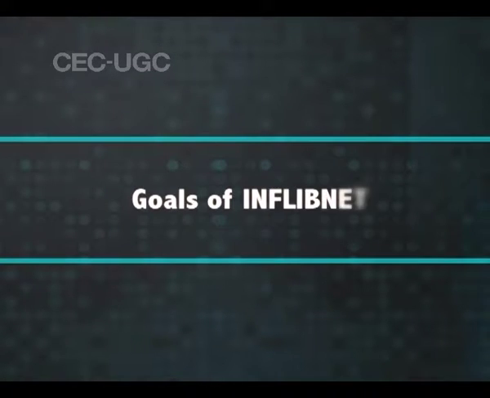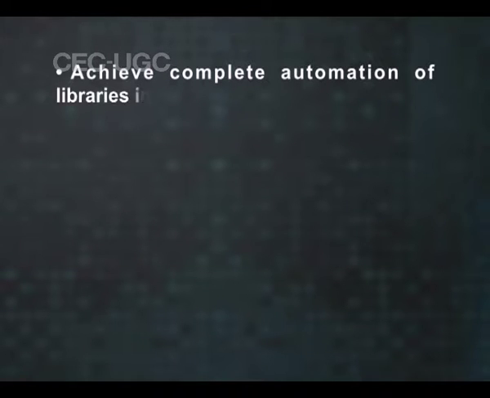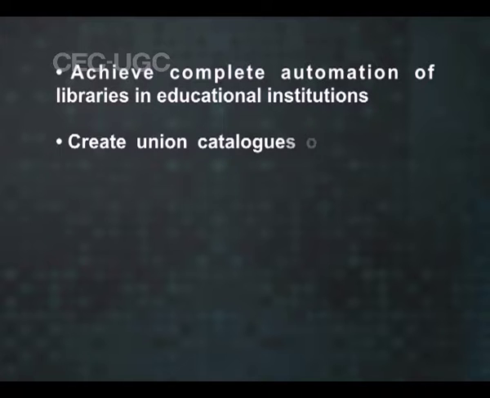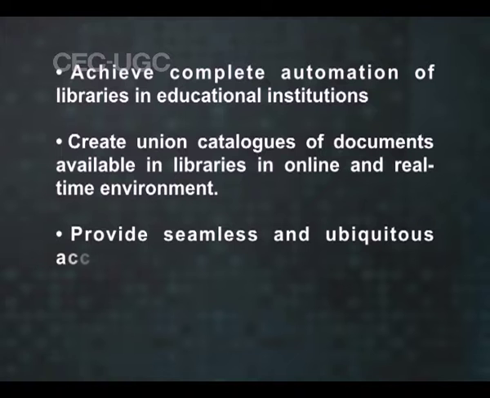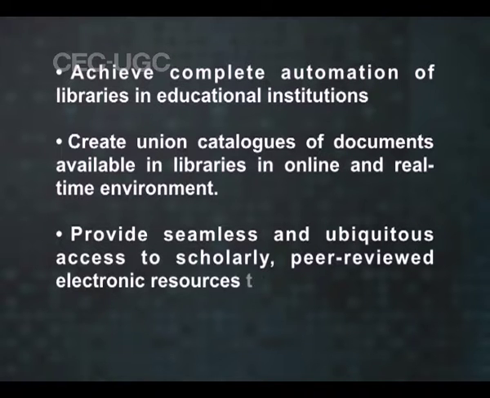Goals of INFLIBNET: achieve complete automation of libraries in educational institutions. Next, create union catalogs of documents available in the libraries in an online and real-time environment. Next, provide seamless and unambiguous access to scholarly, peer-reviewed electronic resources to the universities.